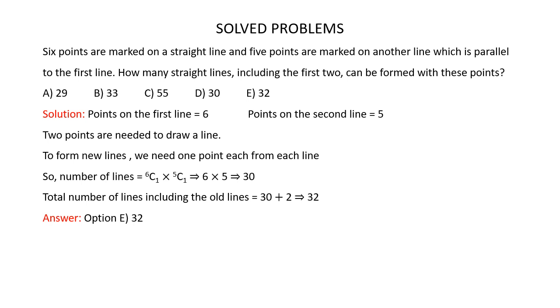But earlier we had 2 lines. So the total number of lines including the 2 old lines is equal to 30 plus 2, which is 32. So 32 straight lines including the first 2 can be formed with the given points. So the correct answer is option E, 32.